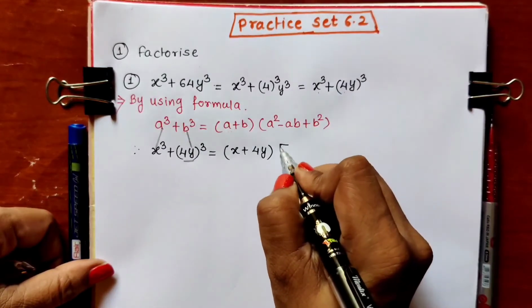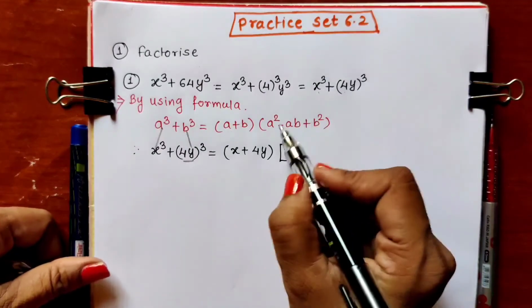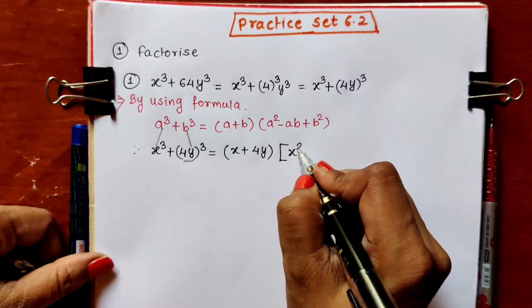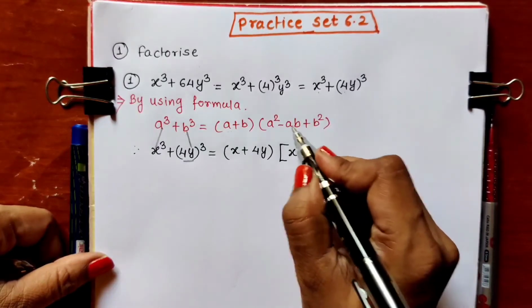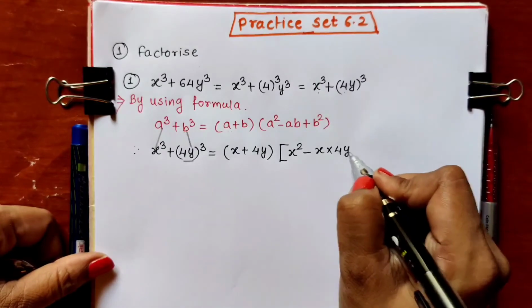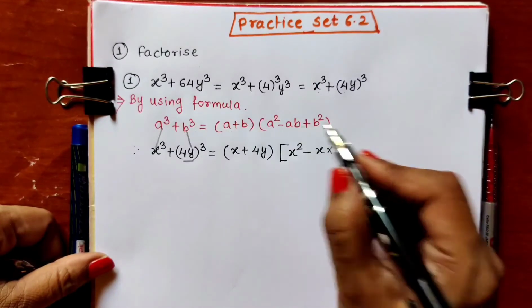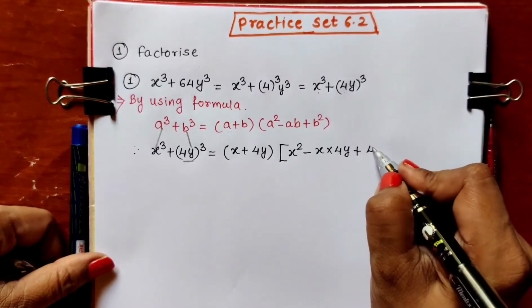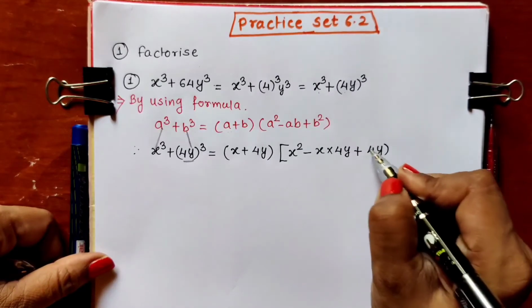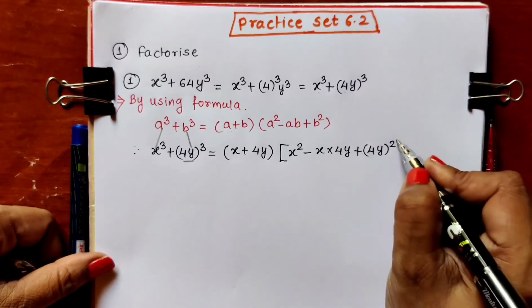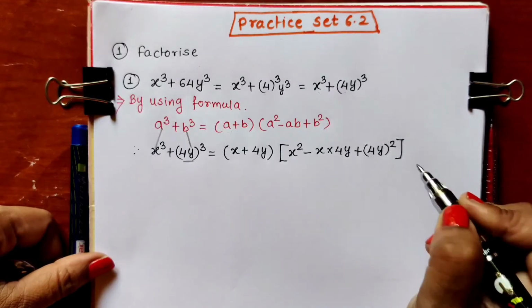Now in the second bracket I will put a square bracket first. A square, that means x square, minus ab, that means x into 4y. B means a multiplied by b, we all know that, plus b square. Now coefficient as well as variable is there, so I will put inside the bracket and then I will write the square, 4y square, and then close the bracket.